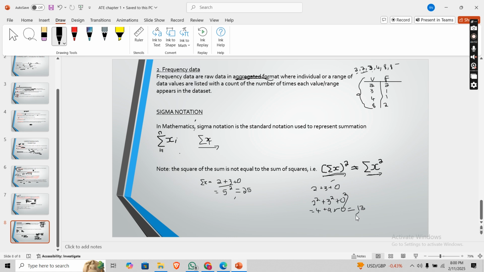As you can see, 13 is not equal to 25, which proves that the square of the sum, which is this, I'm sorry, I was supposed to write, okay, which is actually this, is not equal to the sum of squares, which is this. So that's the interpretation of this statement, and that's all about sigma notation, but you don't have to worry much about the sigma notation.